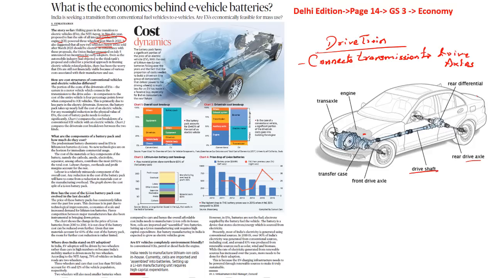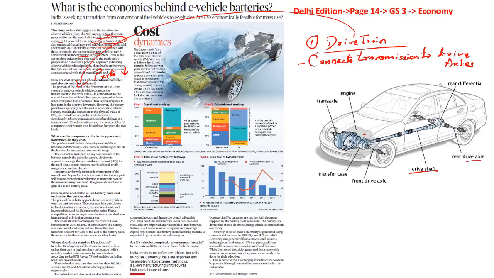What this article currently says is that the cost of the drivetrain in conventional vehicles is comparatively higher than in electric vehicles. Why? Because when it comes to electric vehicles, the number of parts in the drivetrain is comparatively less, so the cost of the drivetrain is also less. When it comes to conventional vehicles, the number of parts in the drivetrain is more. That is where the cost is increased.